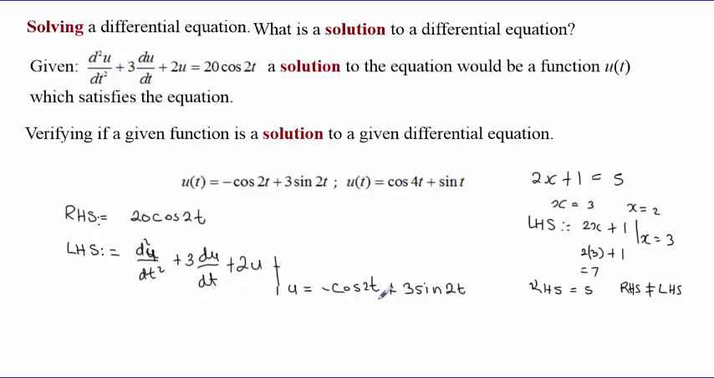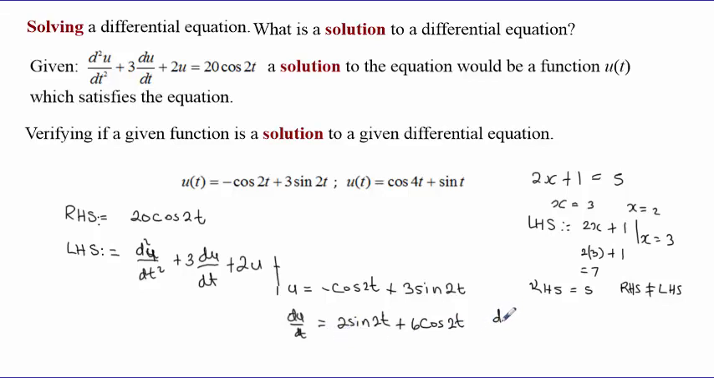We simply need to differentiate this function twice, substitute here, and see whether we get the equation balancing. So differentiating for the first time, du/dt will give us 2 cos 2t plus 2 sine 2t plus 6 cos 2t. That will be our first derivative there.